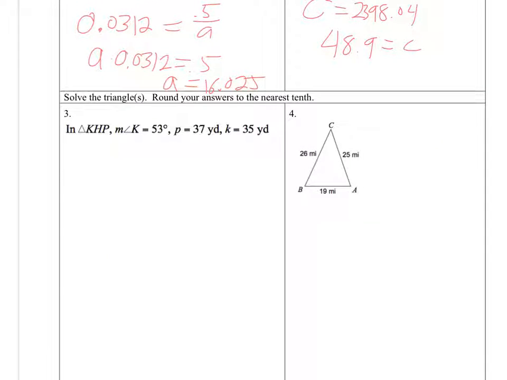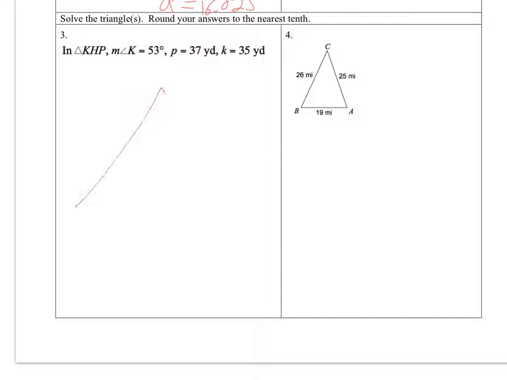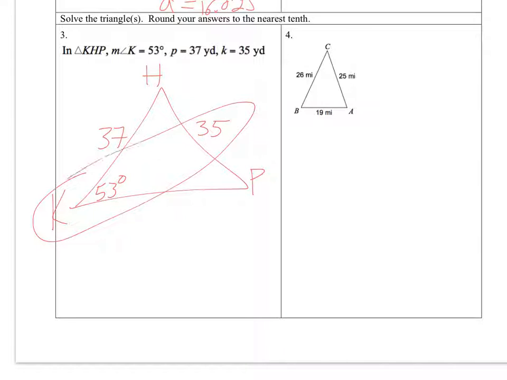For the next one, we've got to solve the triangle. That means I need all sides and all angles. Let's draw the triangle first. We've got KHP. K is 53 degrees. 35 yards is side K. P is 37 yards. I don't know angle P, and I don't know side H. I do have an opposite pair, so I might be able to use law of sines for this.